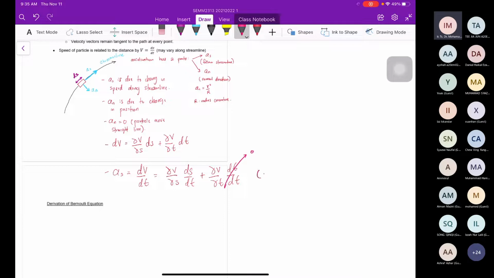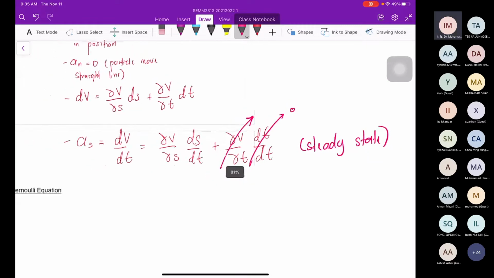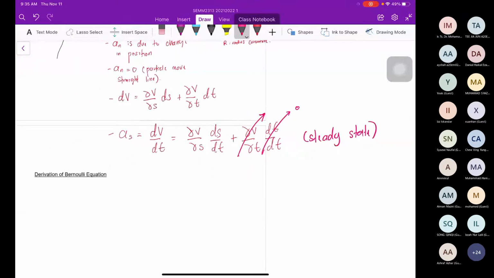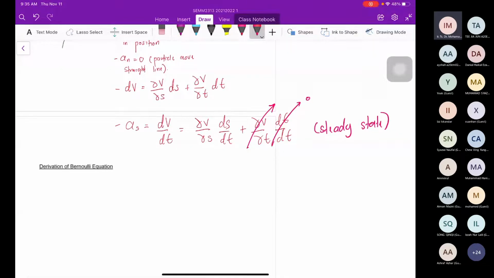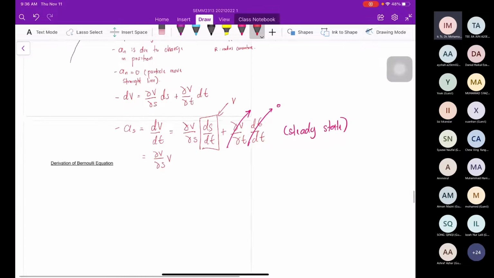And if this is a steady state, that means there is no change of property over time. This can be cancelled out. There is no change of velocity over time. And there is a change of displacement over time, because it is moving, because it is accelerating. So now the equation becomes partial derivative of v over partial derivative of s times v. This we simplify into v.